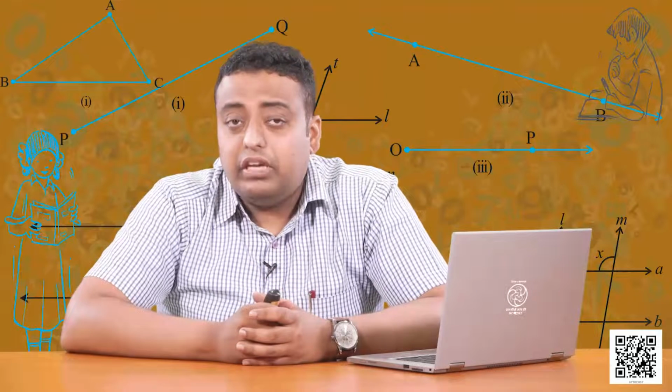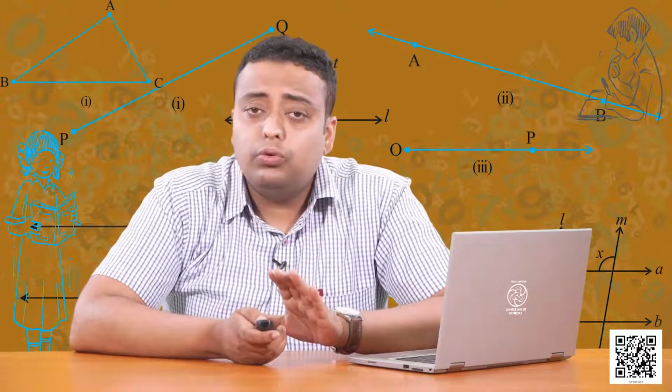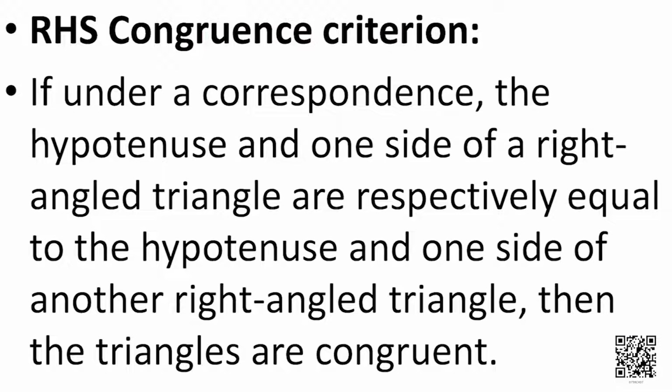With this, students, we are at the topic of congruence among right angled triangles. This brings us to the RHS congruence criteria, or right angle hypotenuse side congruence criteria, which states that if under a correspondence the hypotenuse and one side of a right angled triangle are respectively equal to the hypotenuse and one side of another right angled triangle, then the triangles are congruent.